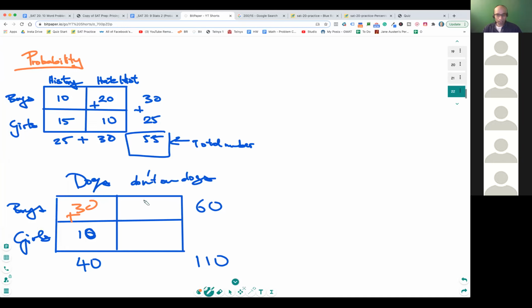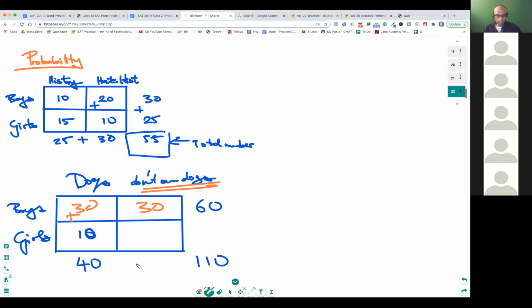Right. That's good. Now, don't own dogs, right? That means 30 plus how much is 60? 30 plus 30 is 60, right? That part is good. Now try to find for this part. How many of these, right? I don't even know what this is. This is don't own dogs, right?